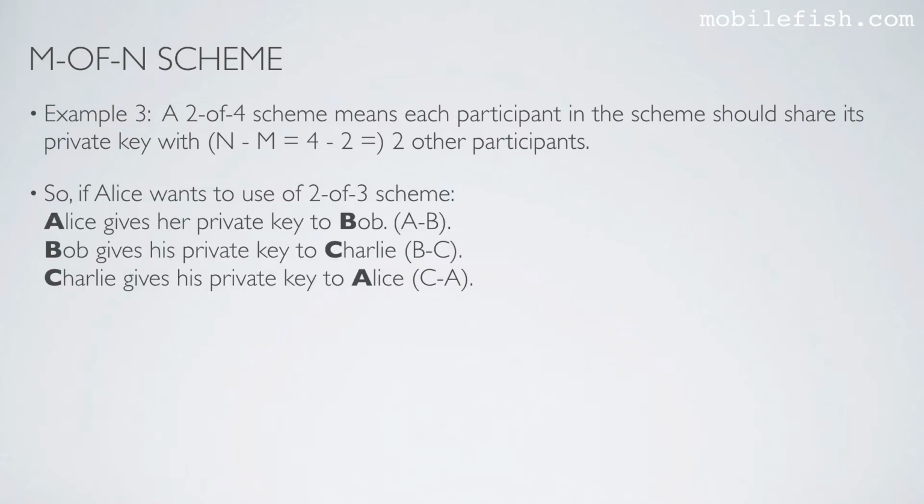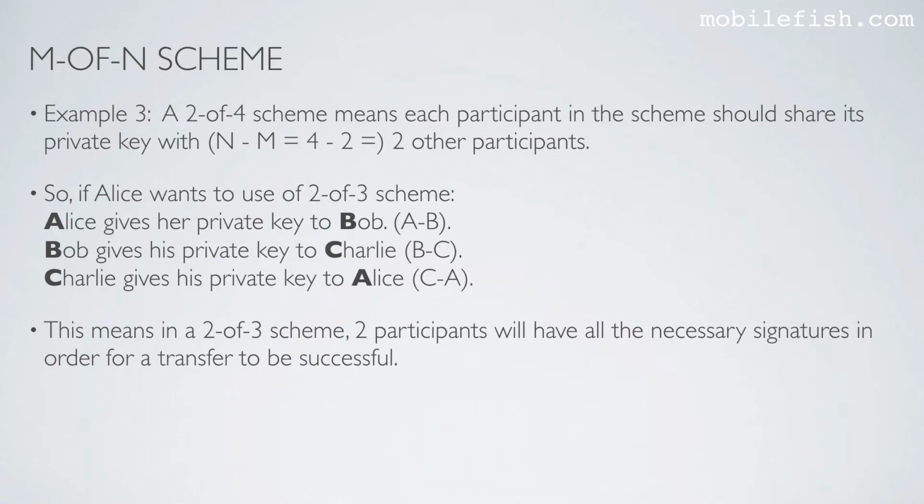So if Alice wants to use a 2 of 3 scheme, Alice gives her private key to Bob, indicated by this notation. Bob gives his private key to Charlie, indicated by this notation. And Charlie gives his private key to Alice, indicated by this notation. This means in a 2 of 3 scheme, 2 participants will have all the necessary signatures in order for a transfer to be successful.